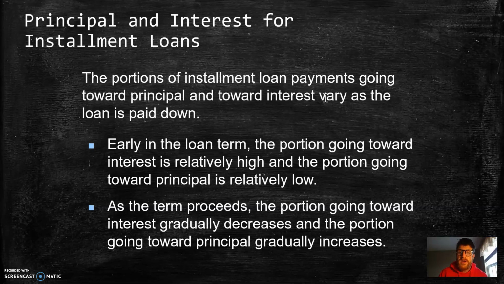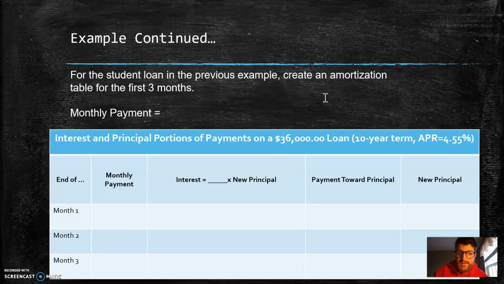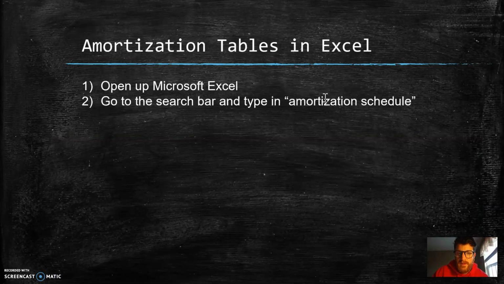All right, so to get a really good idea of our payments, each payment, and how much is going to go towards the principal and how much is going to go towards the interest, we look at an amortization schedule. Okay, so to create an amortization schedule, we're going to open up Excel, and then instead of clicking blank workbook, we're going to actually type in amortization schedule and search it, because there's already one on Excel for you.